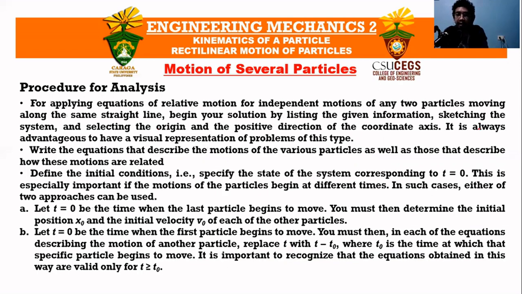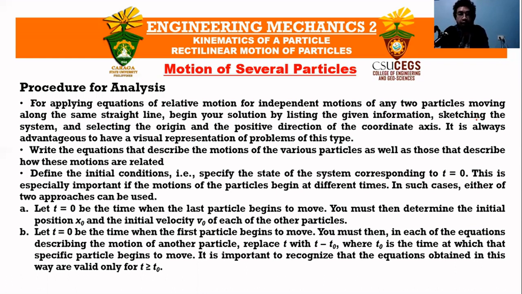So just a procedure for analysis: when you encounter a problem that has relative motion of two particles, first is for applying equations of relative motion for independent motions of any two particles moving along the same straight line. You begin your solution by listing the given information and sketching the system and selecting the origin and the positive direction of the coordinate axis. It is always advantageous to have a visual representation of problems of this type.